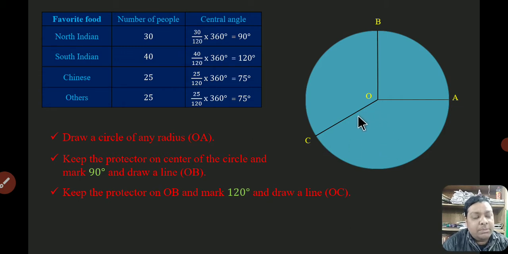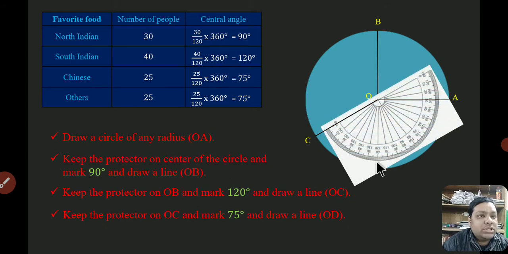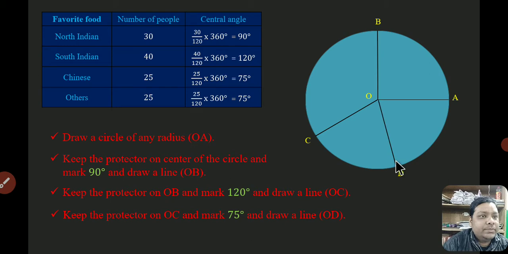Now we will again keep the protractor on OC and now we will mark 75 degree. So now keep the protractor again. So 75 degree it should be here. Now we will mark here D. Okay. Now remove the protractor and draw the line. Done. OD. Okay, so after that what?